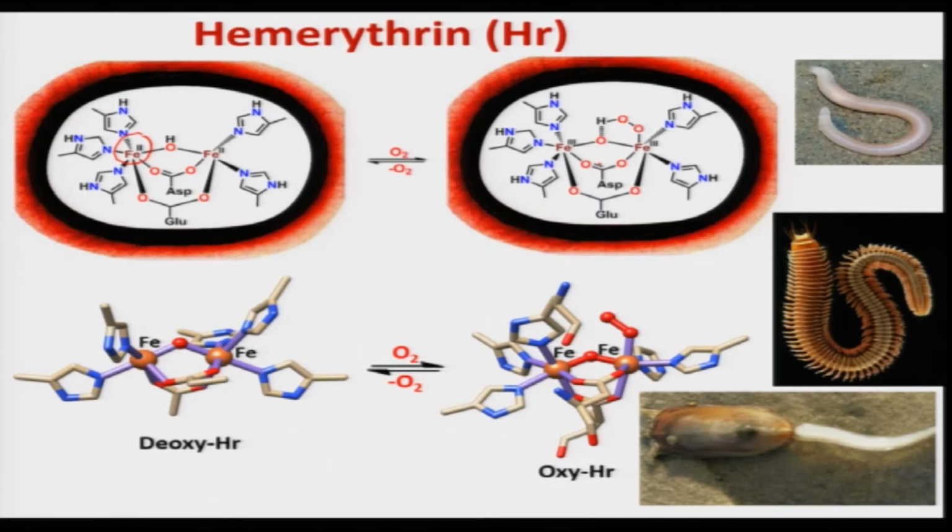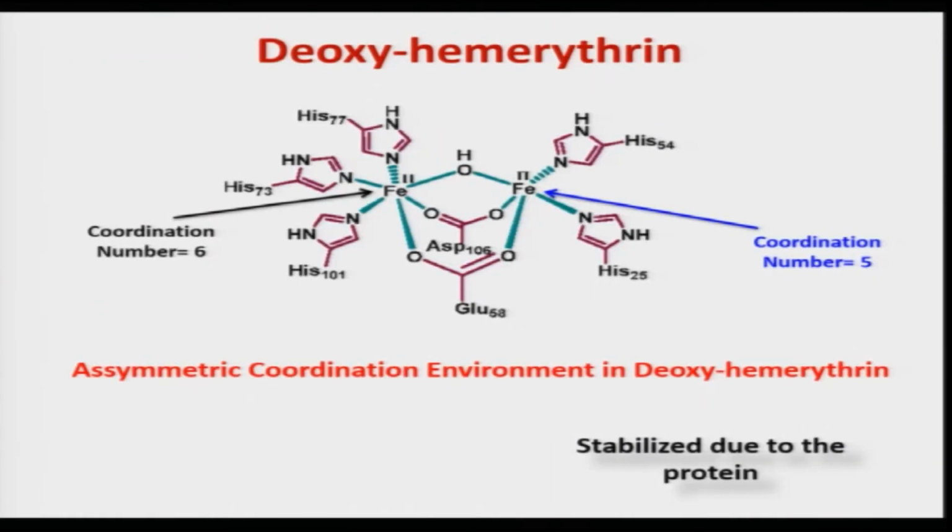Okay. The X-ray structure is shown over here. As you can see, in the case of oxy-hemerythrin, it becomes oxo-bridged. Indeed, it is converted from mu-hydroxo to mu-oxo. This is also a remarkable change in the structure and magnetic properties. We will see all this in detail. So, this is deoxy-hemerythrin. Let us look very closely.